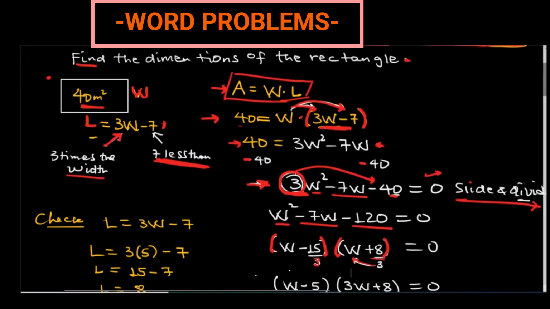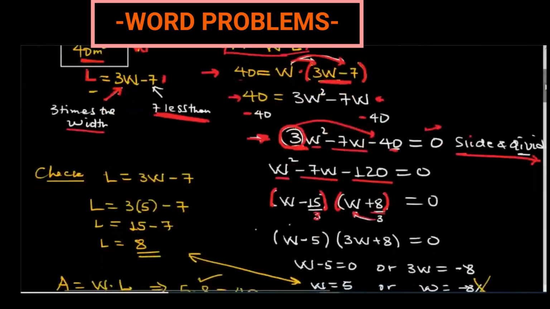So that will give me simply, look, w minus 5 times 3w plus 8 is equal to 0. Okay, so I solve for w. w minus 5 is equal to 0, so w is going to give me 5. So this is one number.